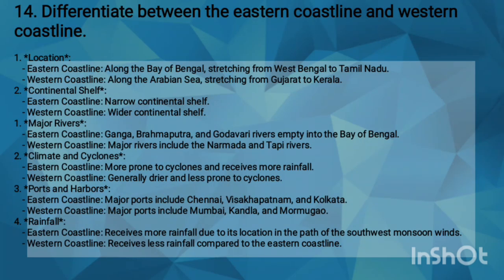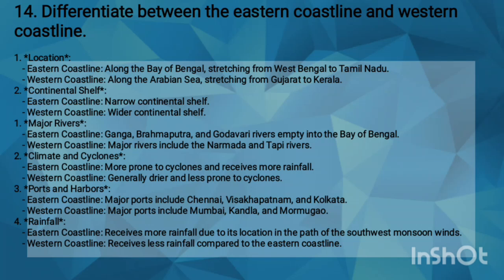Differentiate between the eastern coastline and western coastline. The eastern coastline of India, also known as the Coromandel Coast, is situated along the Bay of Bengal and stretches from West Bengal to Tamil Nadu. The coastline is characterized by a narrow continental shelf with several major rivers, including the Ganga, Brahmaputra, and Godavari, emptying into the Bay of Bengal. The eastern coastline is more prone to cyclones and receives more rainfall than the western ghats.